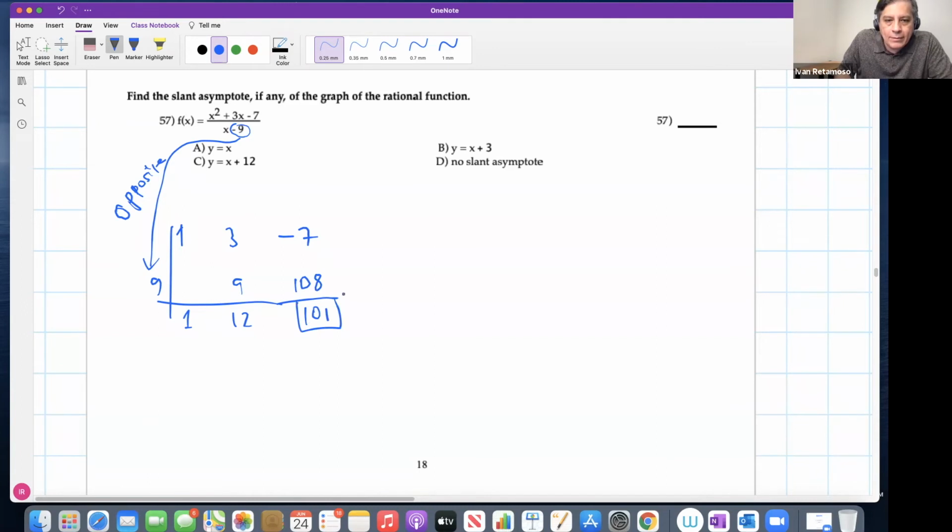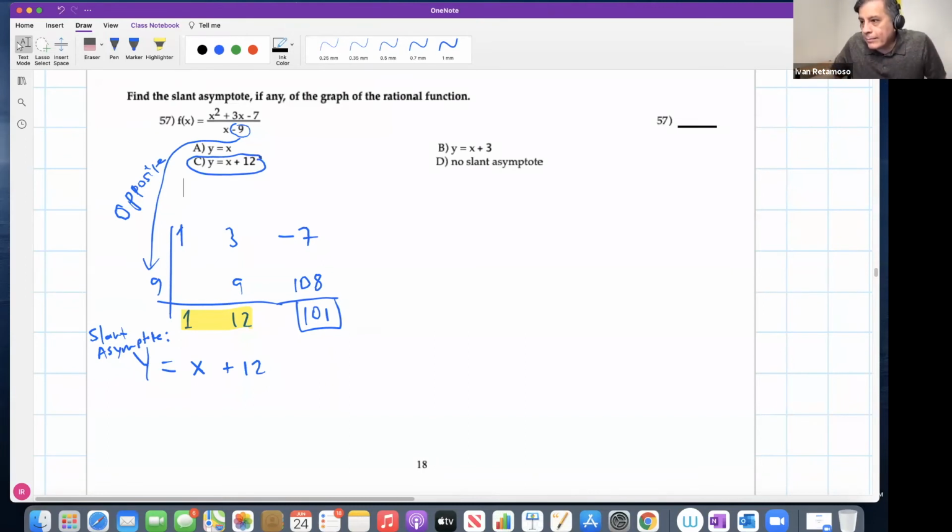This is not relevant, you neglect it. What is important is this part. So your slant asymptote will have this equation, y equal 1x plus 12, not x squared, 1x. You don't have to write the 1. y equal x plus 12.